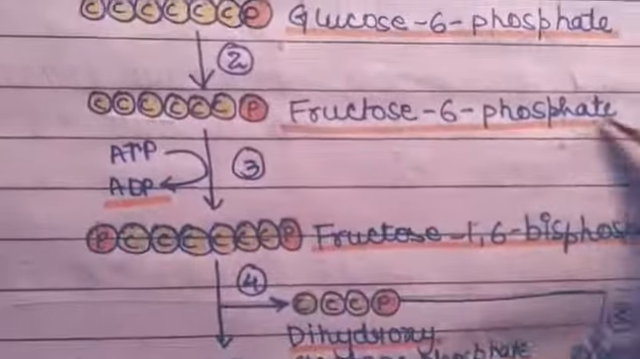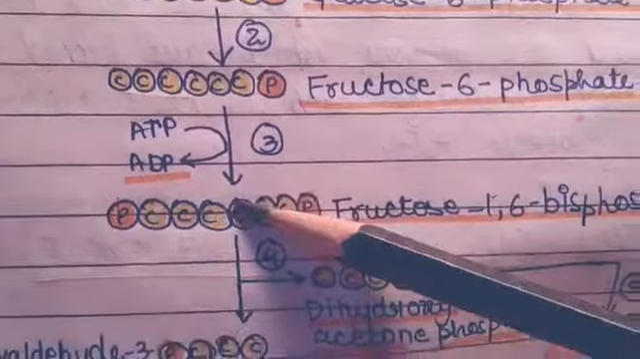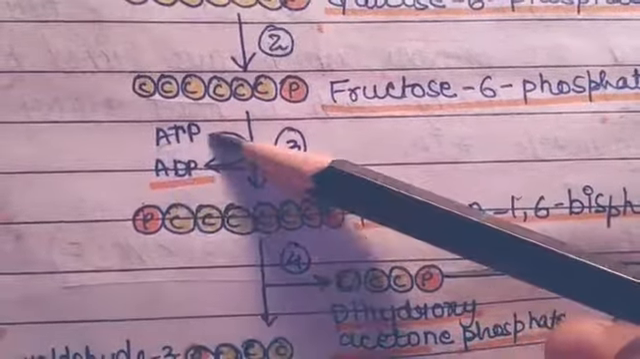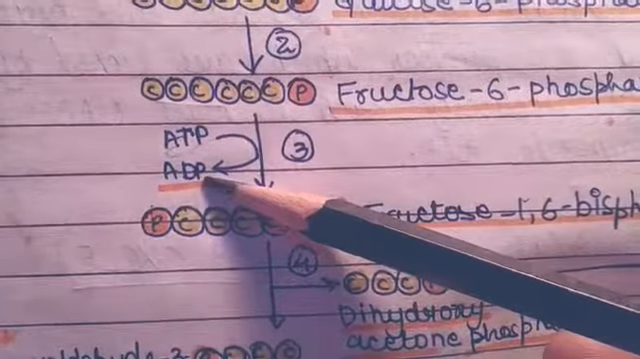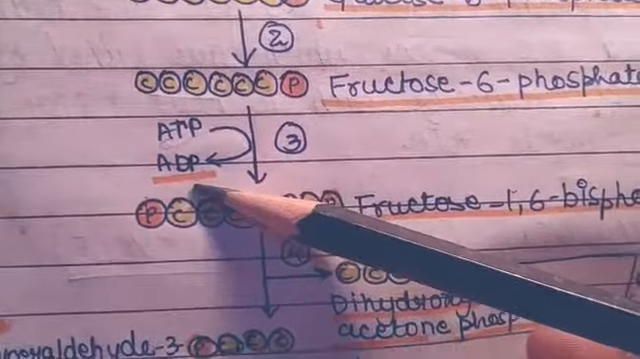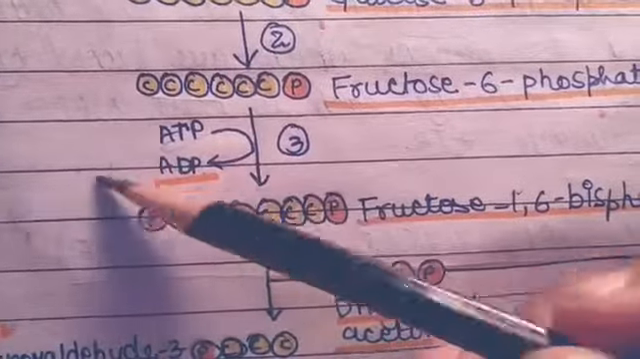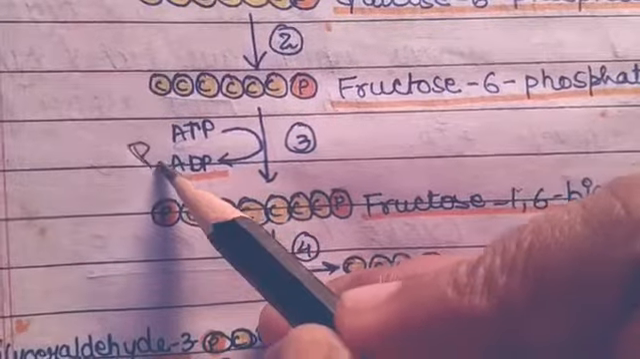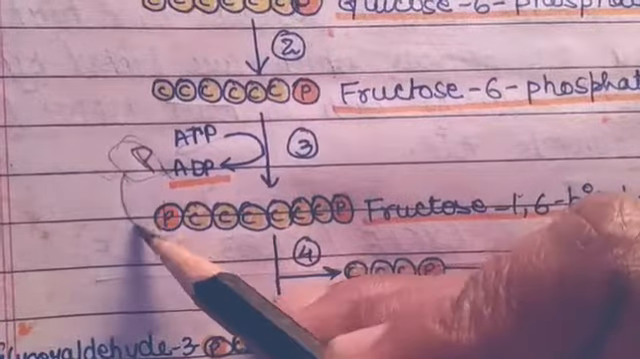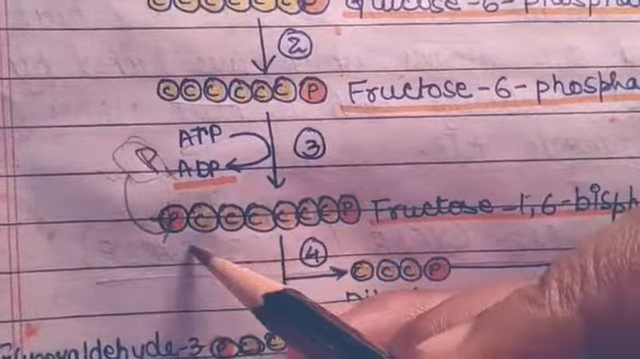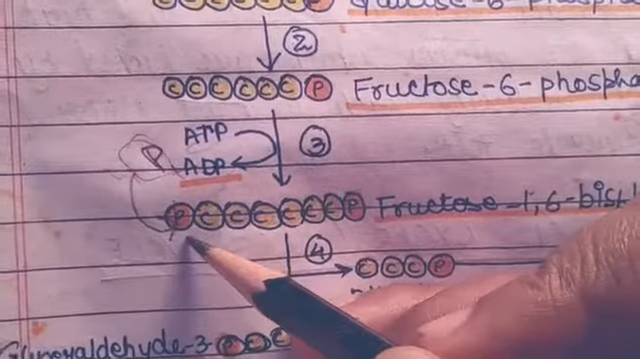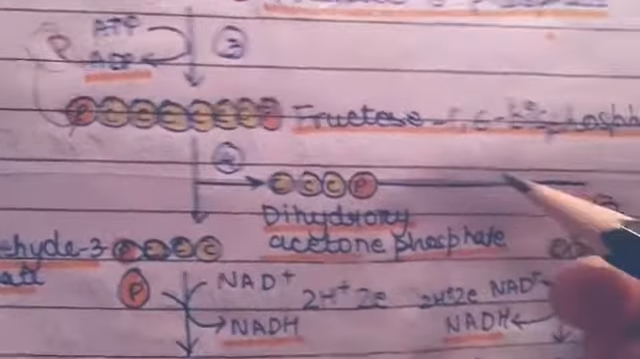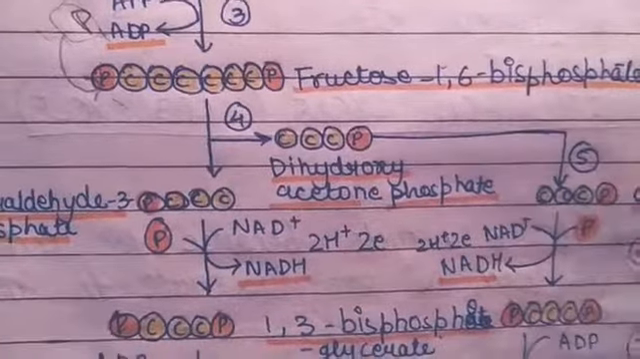From the fructose 6-phosphate, this is the third step. Utilizing 1 molecule of ATP energy, 1 ADP molecule is released, and 1 phosphate molecule is released here with ATP, which adds to the last carbon of the fructose 6-phosphate and gives rise to the product, that is fructose 1,6-bisphosphate.